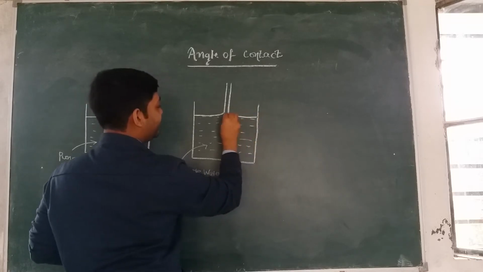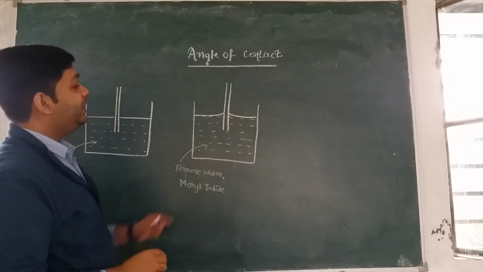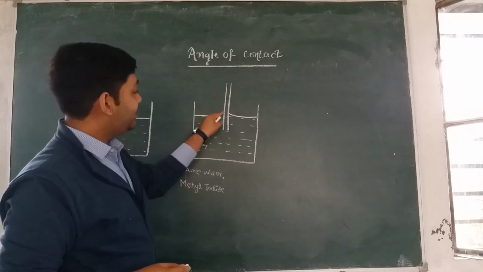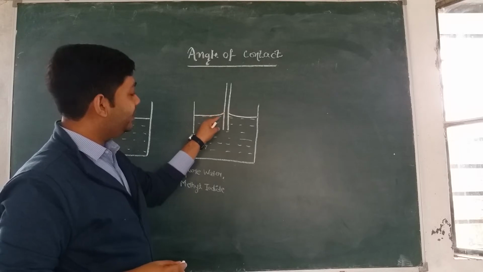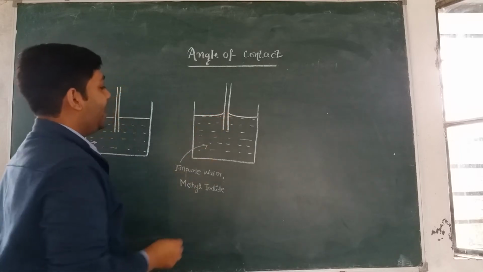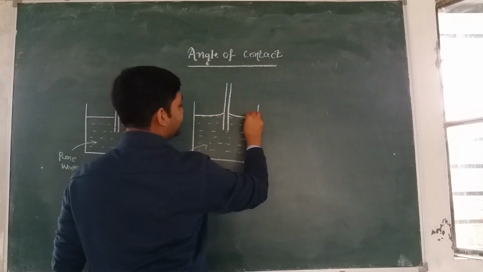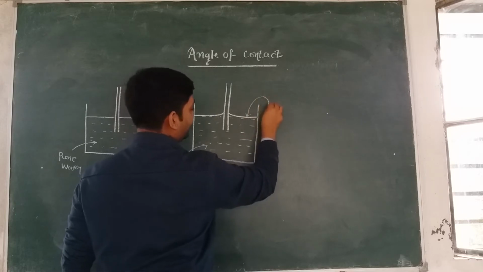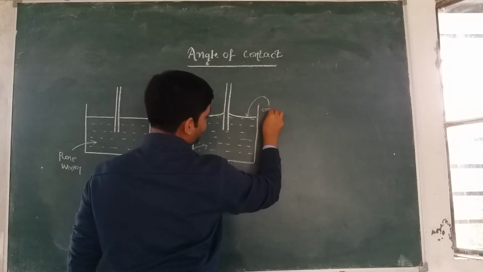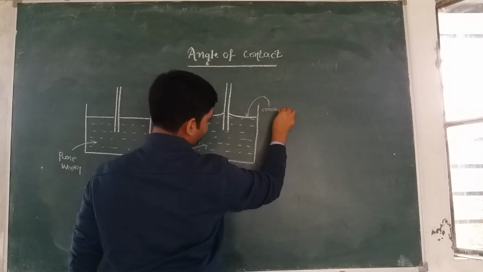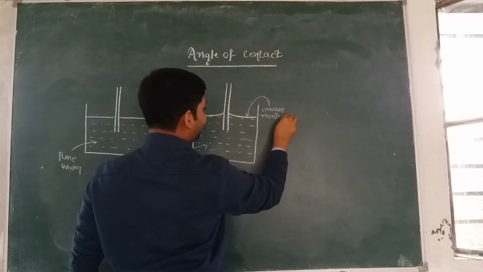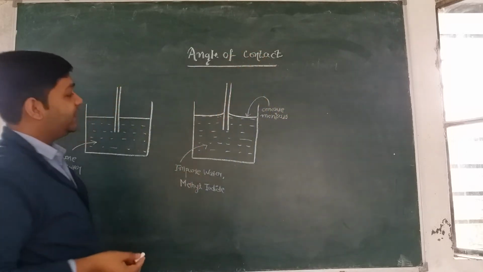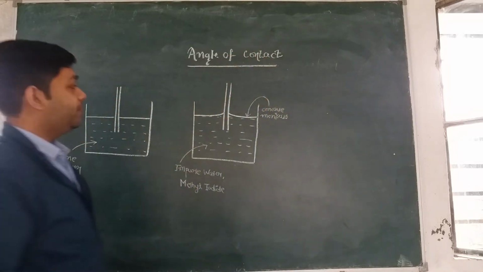Now the free surface is not perfectly horizontal, instead it is trying to rise upward from near the glass tube like this. And this kind of surface is called concave meniscus. We will discuss why this happens, but first of all we are making the observations.